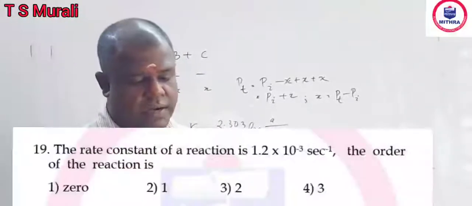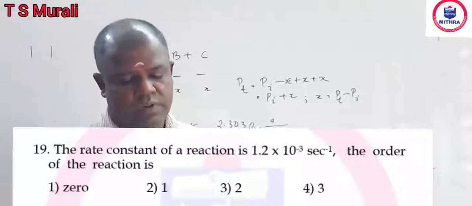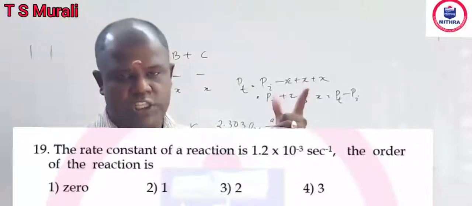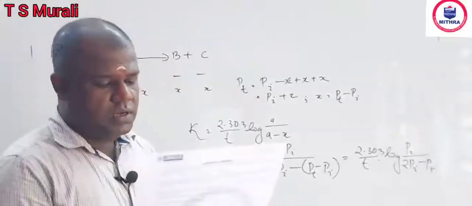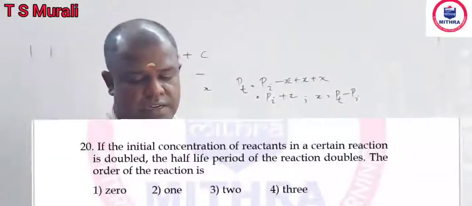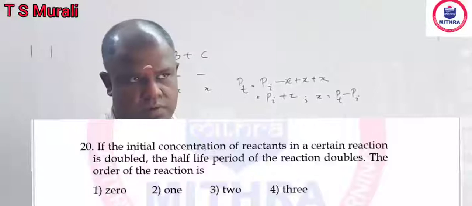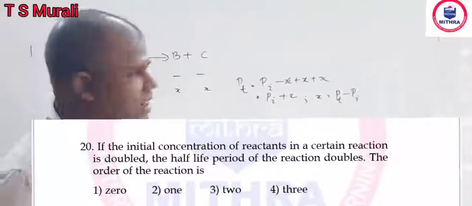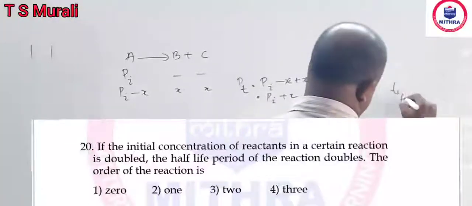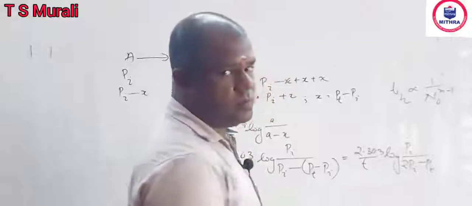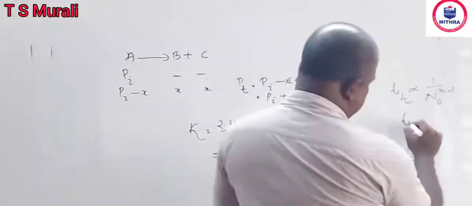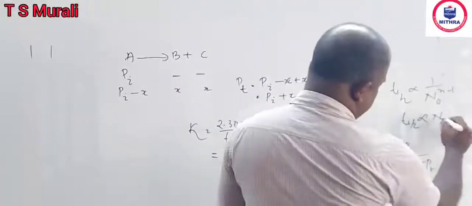Question number 19. Rate constant of a reaction 1.2 into 10 raised to minus 3 second raised to minus 1 represents first order. Question is the order of the reaction, first order. 20th question, the initial concentration of the reactant in a certain reaction is doubled. Concentration is doubled, half-life of the reaction is also doubled. I told you a relation, half-life proportional to 1 by n0 raised to n minus 1. As per this equation, T half proportional to n0.